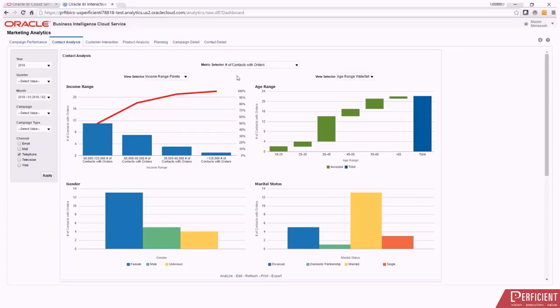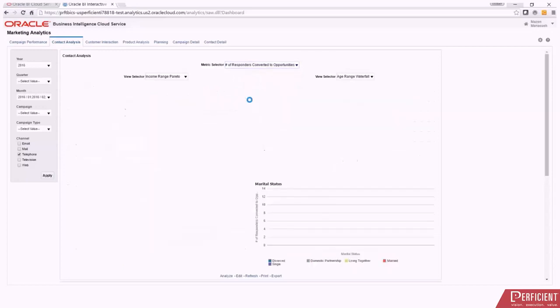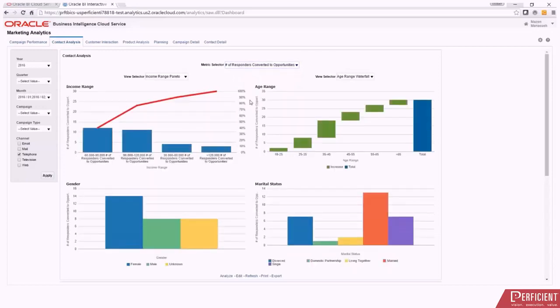And all these graphs here are currently based on the number of contacts with orders, but I can use this metric selector here on top to easily switch over and analyze using a different metric. So for example, see data based on how many individuals we are targeting in our campaigns, or number of responders, or those leads that converted over to orders.